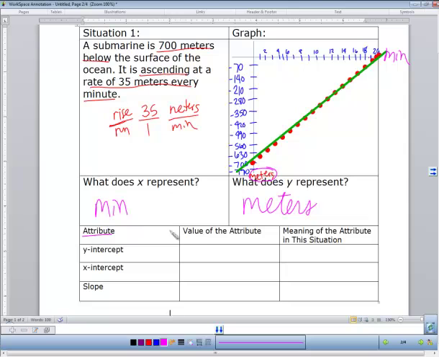Now, we've got these three sections here. I'm looking at my y-intercept. Well, what is my y-intercept? It's when the line crosses the y-axis. So that value is 0, negative 700. And the meaning of that is at 0 minutes, the depth of the sub is negative 700, or 700 meters below the surface.